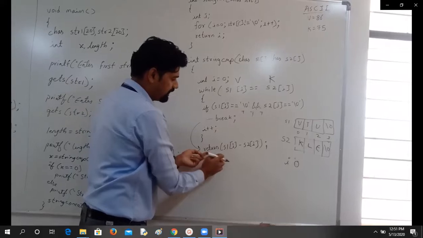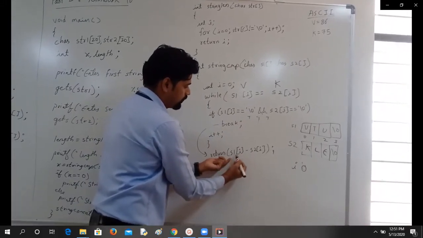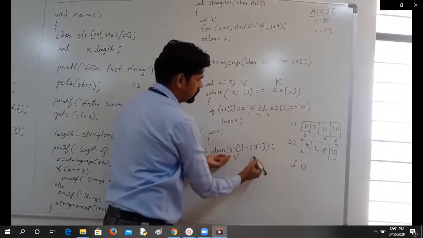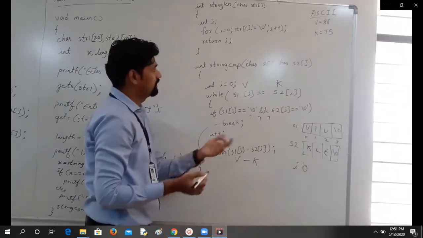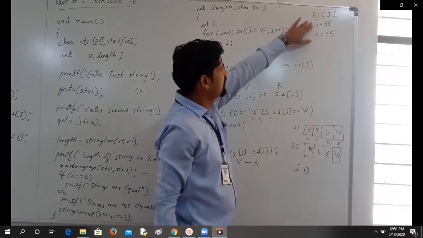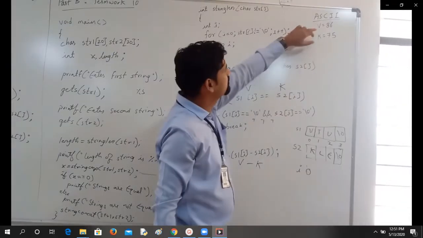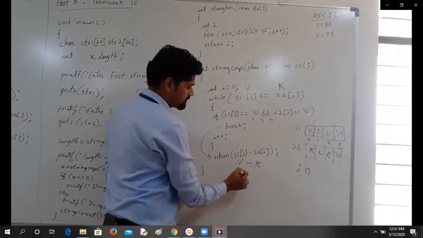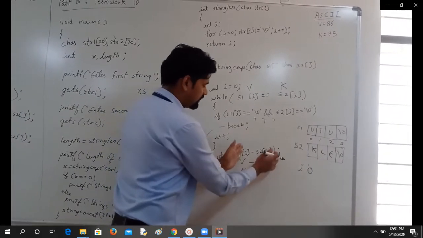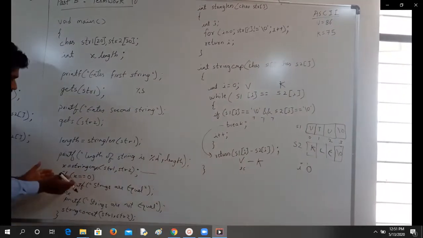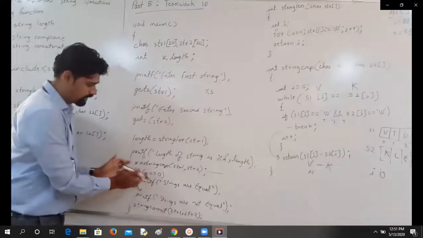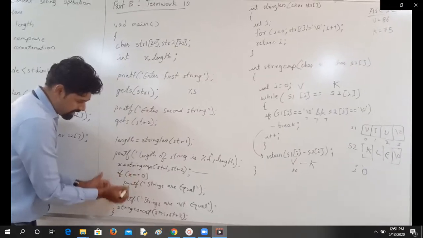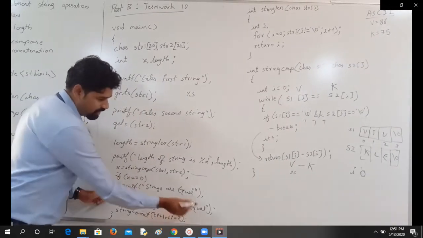And here I am returning S1 of 0, meaning it is V, minus S2 of 0, which is K. For your purpose, I have just noted down the ASCII values for capital V and capital K, which is 86 and 75. So 86 and 75 is subtracted, and the difference is returned back here, which is non-zero. X is non-zero now. So when this is non-zero, the else part is executed. It says the strings are not equal.